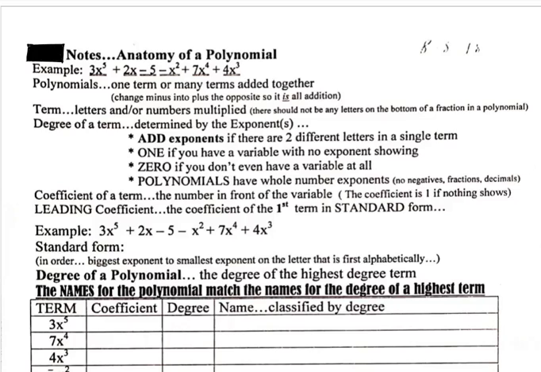So we're going to be starting off the unit with polynomials and talking about what they actually are. This first section is anatomy of a polynomial. A polynomial is just one term or many terms added together. If you look at the example above, we have 3x to the fifth plus 2x minus 5 minus x squared plus 7x to the fourth plus 4x cubed. We would say that this polynomial has 1, 2, 3, 4, 5, 6 terms.